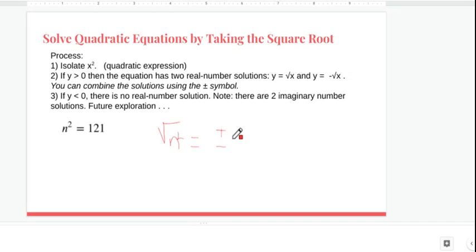This goes back to your number theory. When you are multiplying two numbers and the signs are the same, your product will be positive. So you can multiply, in this case, 11 times 11 equals 121, as does negative 11 times negative 11. So you have two solutions, and n could equal positive 11 or negative 11. I could write that using set notation as negative 11, comma 11. All right, so let's try another example.